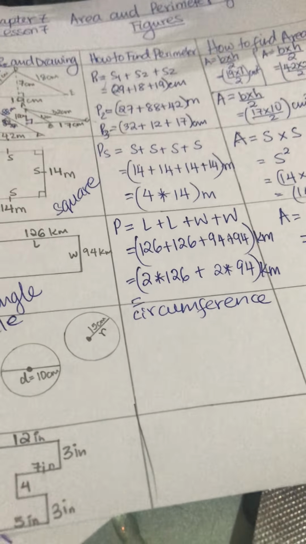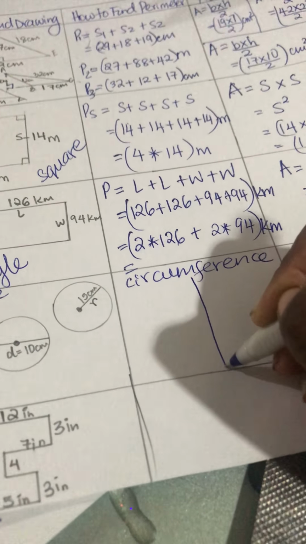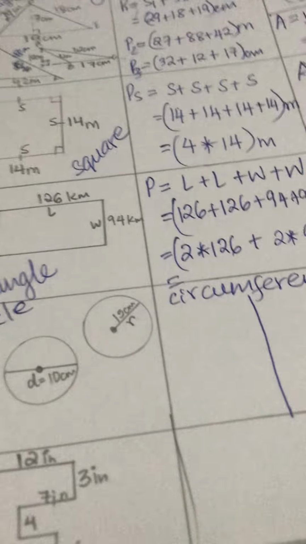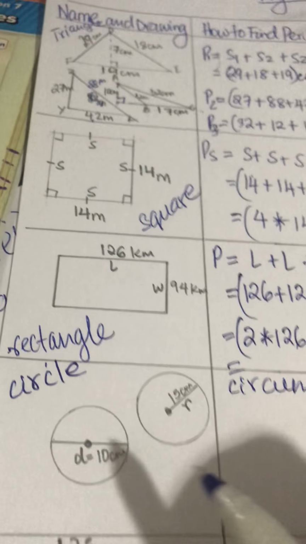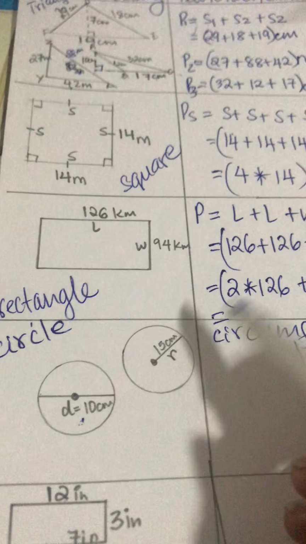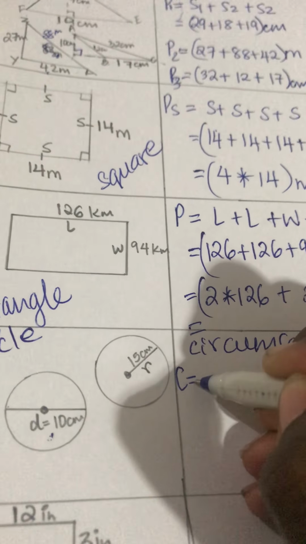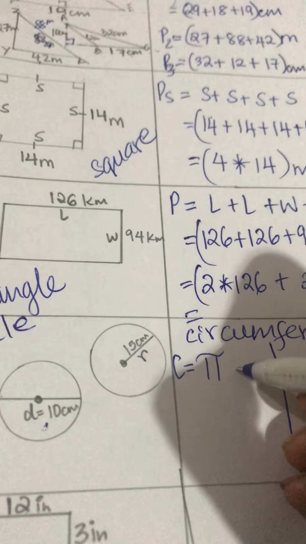Okay? There are 2 formulas for you to find circumference. You need to know both, because you don't know what the question will give you. The question might give you diameter, or the question might give you radius. So, circumference equals pi d.